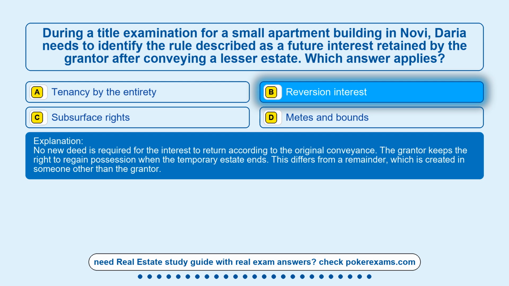No new deed is required for the interest to return according to the original conveyance. The grantor keeps the right to regain possession when the temporary estate ends. This differs from a remainder, which is created in someone other than the grantor.